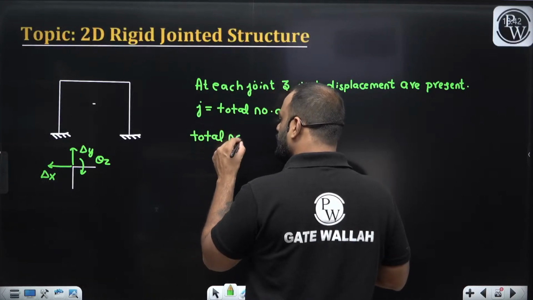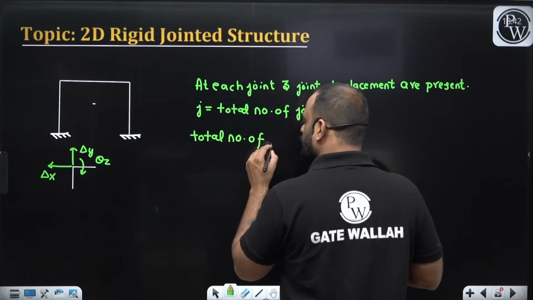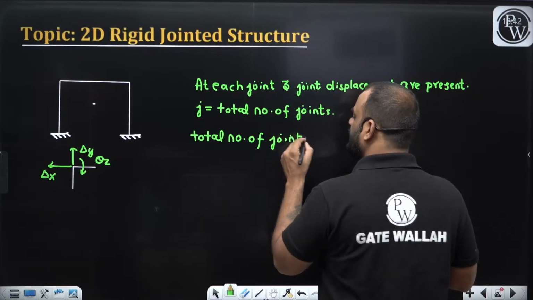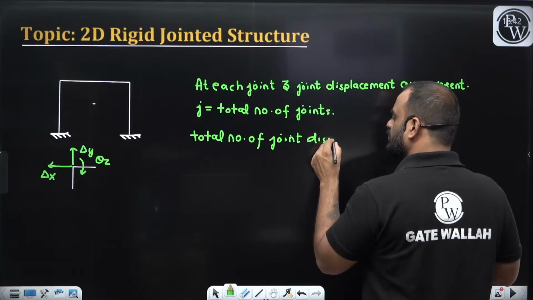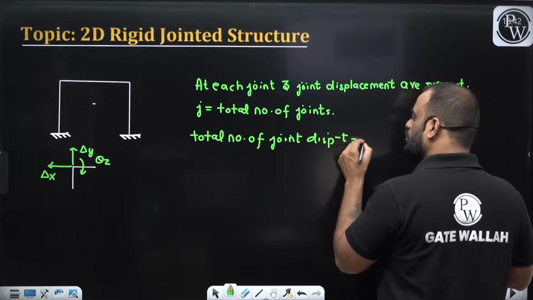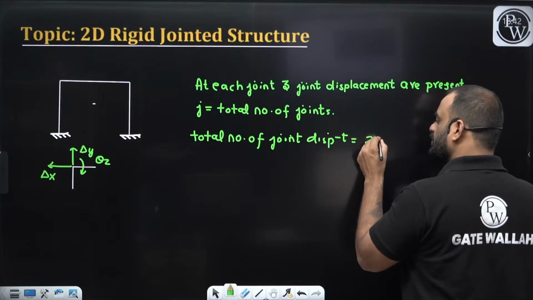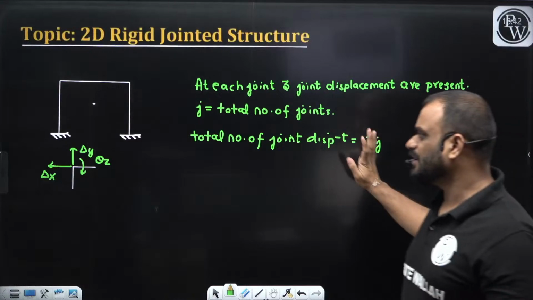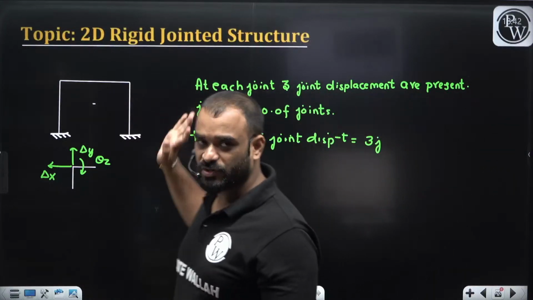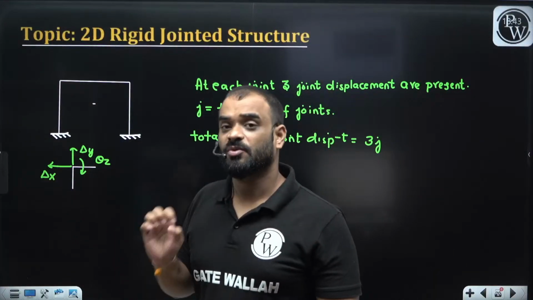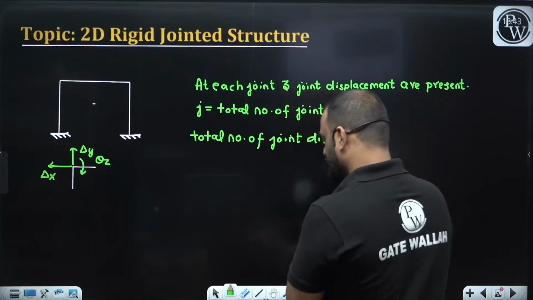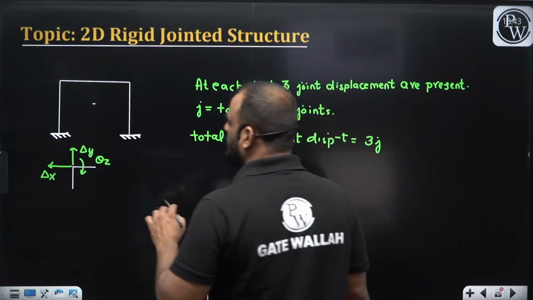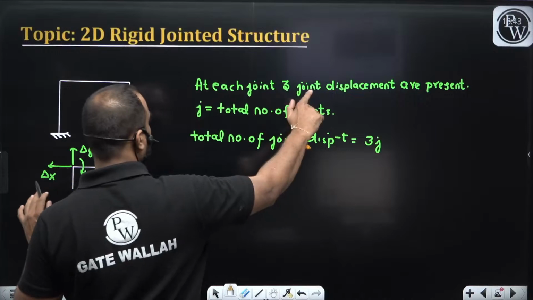Total number of joint displacement is 3j. But are all these types of displacement in this particular structure possible? No. Why? Let me show you with some drawing. What we have written is that at each and every joint we have 3 joint displacements.